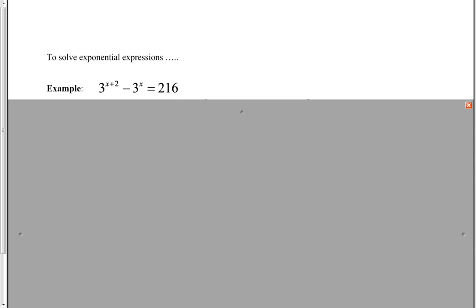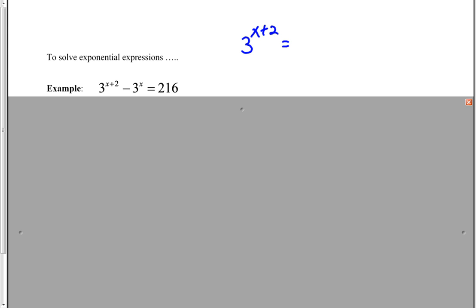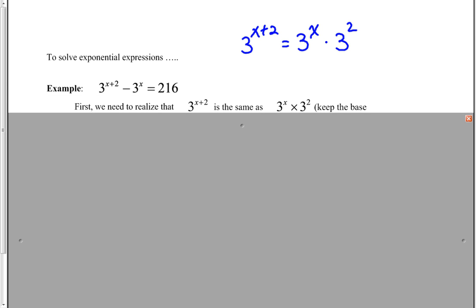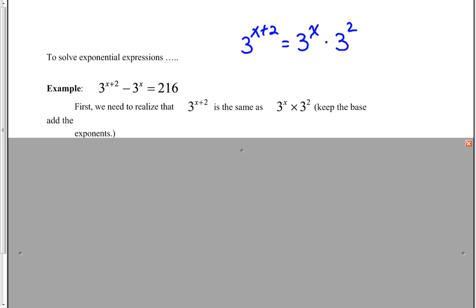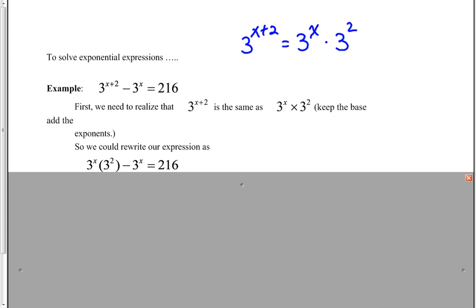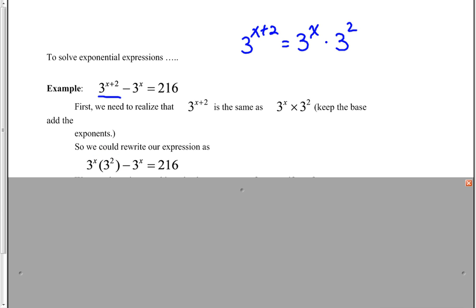This is really, really ugly. But we need to remember our rules of powers. If I have 3 to the x plus 2, I know going backwards that 3 to the x plus 2 would be the same as 3 to the x times 3 squared, because our rule is to keep the base and add the exponents. So I'm going to take that original expression and rewrite it as 3 to the x times 3 squared. So that's all I've done so far.